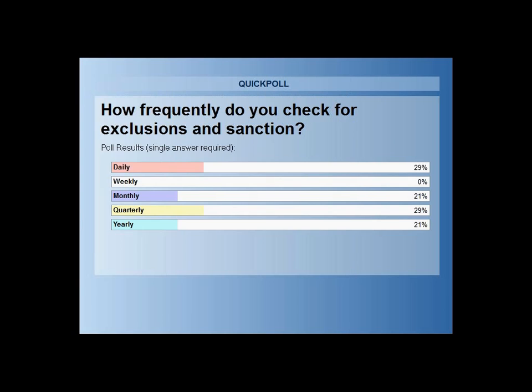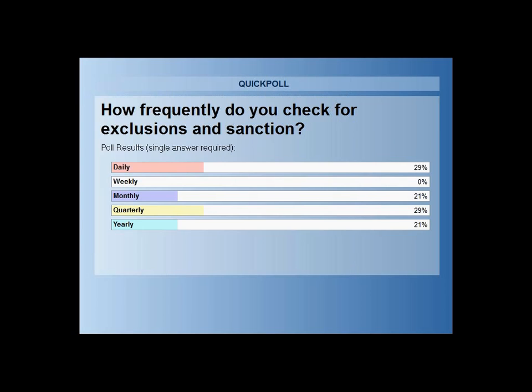Lisa, it looks like we have a tie between quarterly and daily with 29% of the folks that are running sanction checks. And 21% do it on an annual basis and 21% do it on a monthly basis.